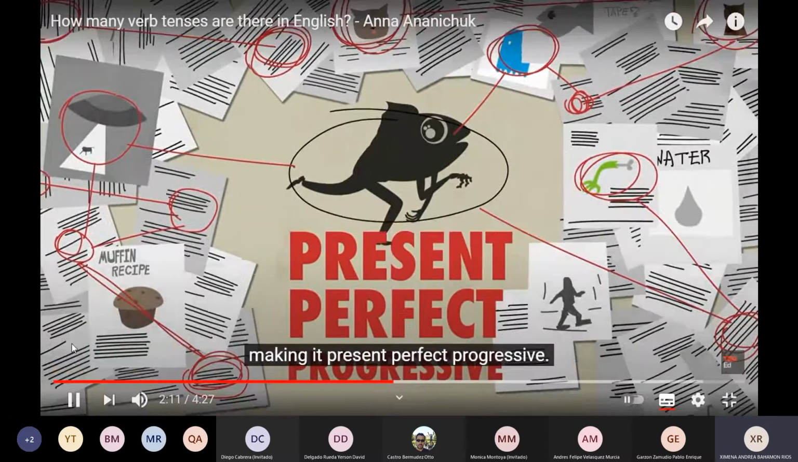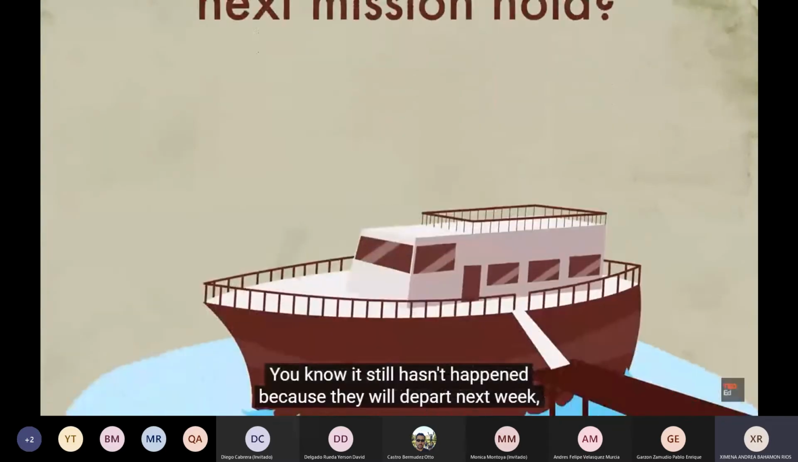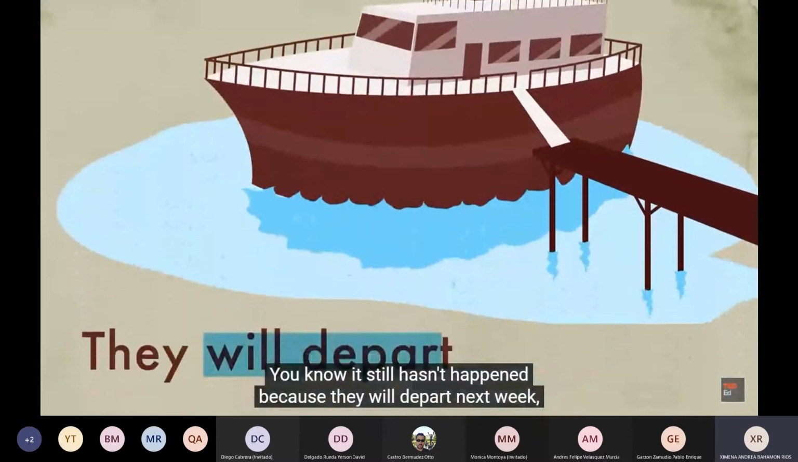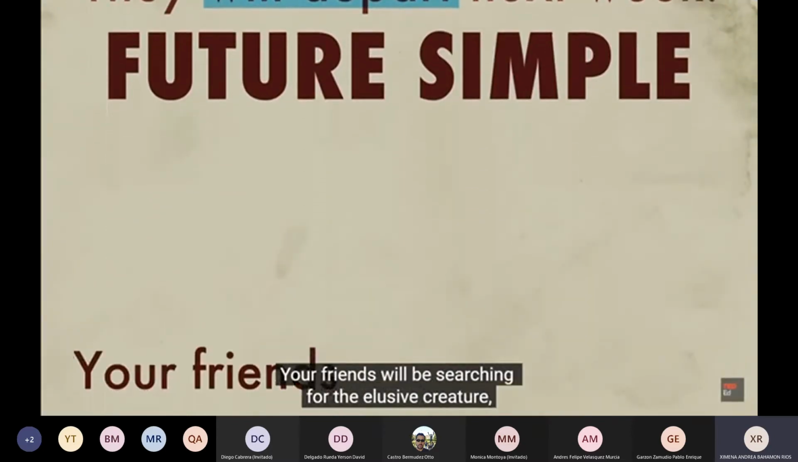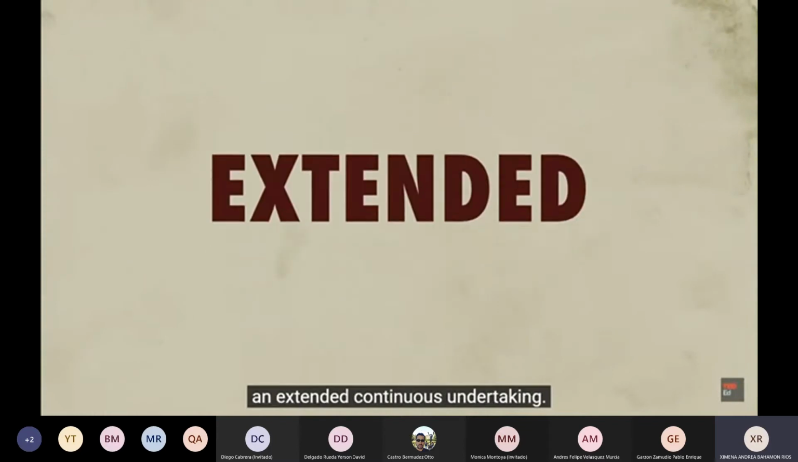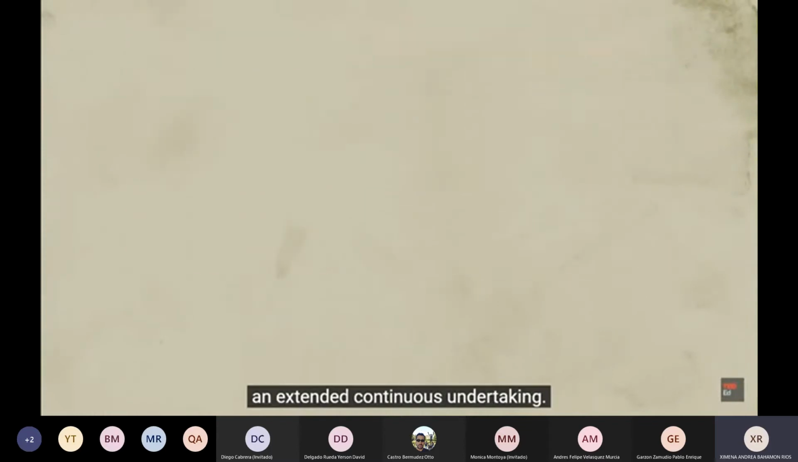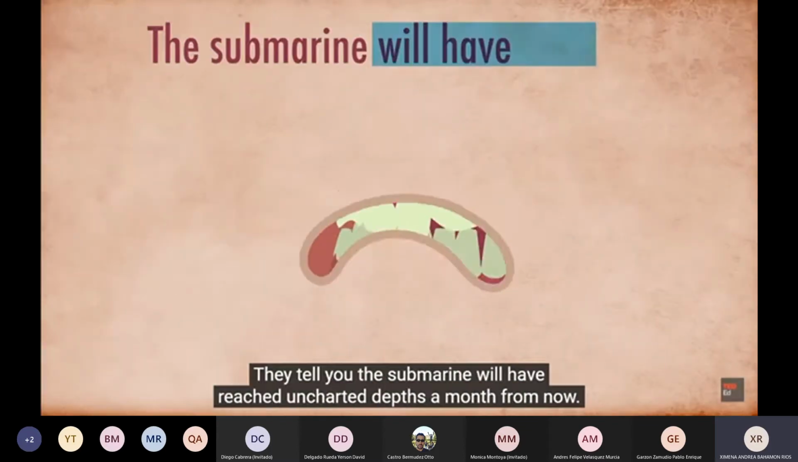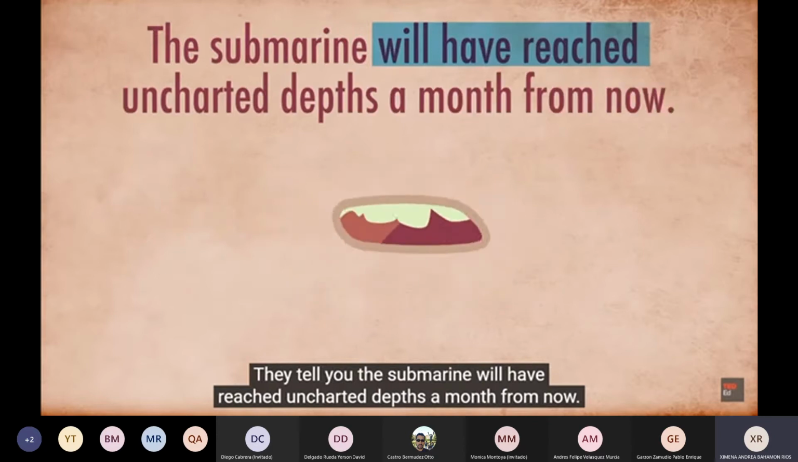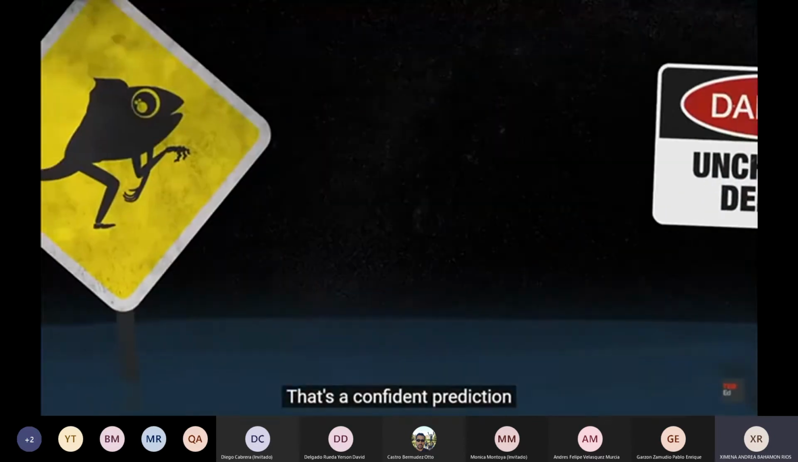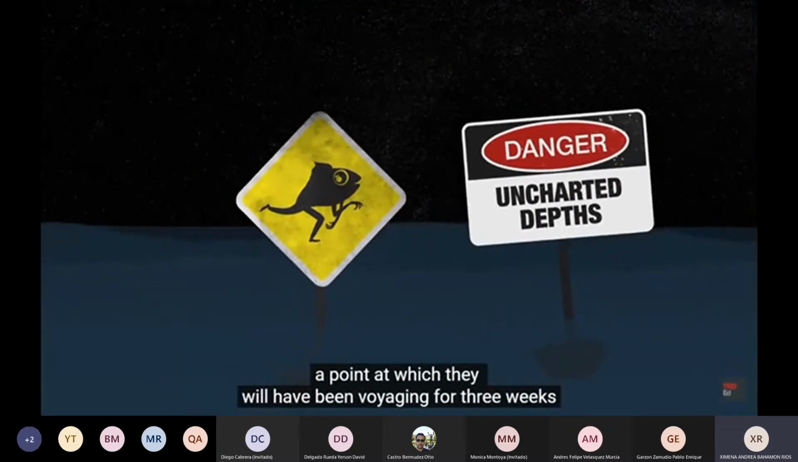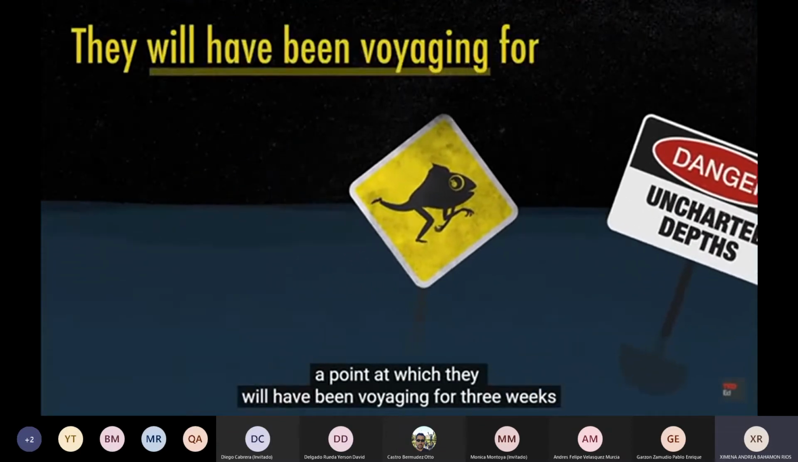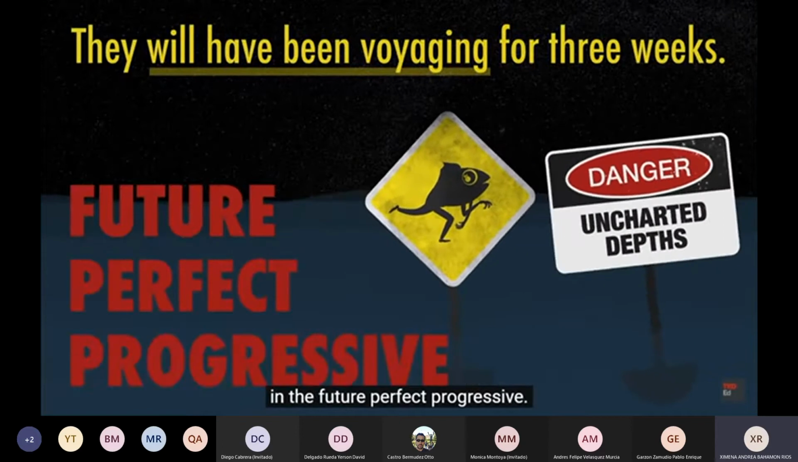So what does this next mission hold? You know it still hasn't happened because they will depart next week, the future simple. Your friends will be searching for the elusive creature, an extended continuous undertaking. They tell you the submarine will have reached uncharted depths a month from now. That's a confident prediction about what will be achieved by a specific point in the future, a point at which they will have been voyaging for 3 weeks in the future perfect progressive.